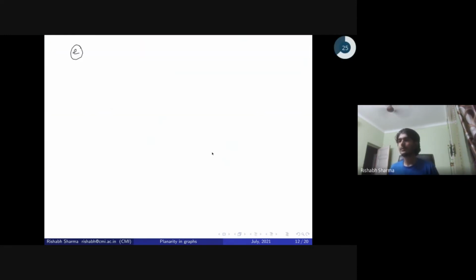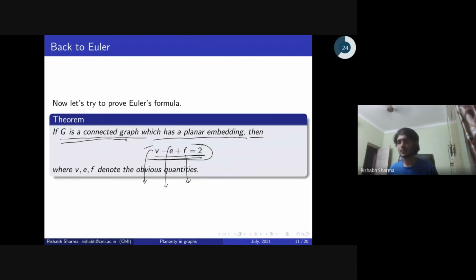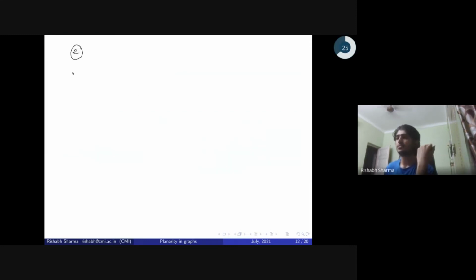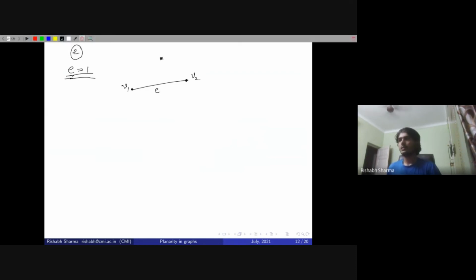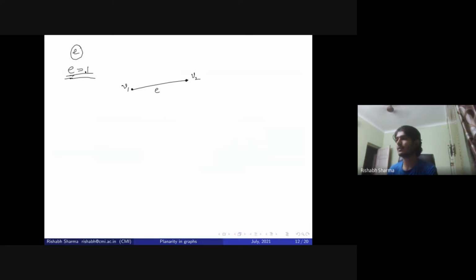Since we assume that the graph G is connected, the idea is to use induction on the number of edges. The base case would be to take the case E equal to 1. In that case, the graph will be a single edge with 2 vertices, V1, V2. Because the graph is connected, I cannot have more vertices without making the graph disconnected.